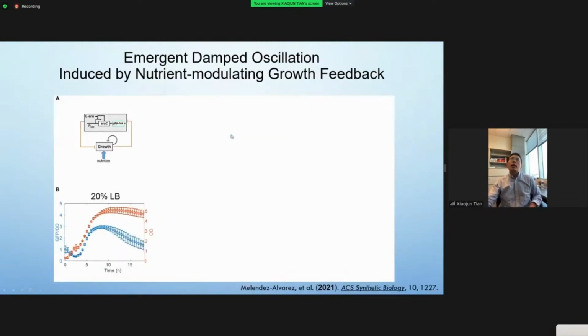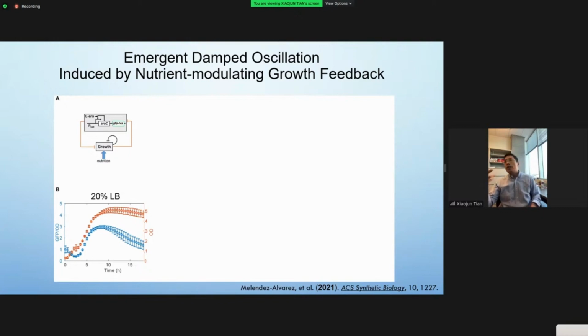Following that work, we did another simple project by just changing the nutrition level, because I did this during COVID, so we had very limited access to the lab. In the first project, we used 100% LB, but if we change the nutrition level to 20% LB, we see the GFP level decrease similar to the first project, and then go up to a very high level, and then decrease and relax to the stationary phase, right, steady state. So it looks like there is an emergent oscillation here.